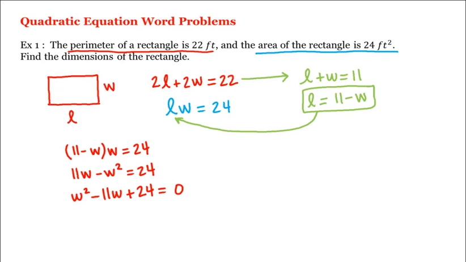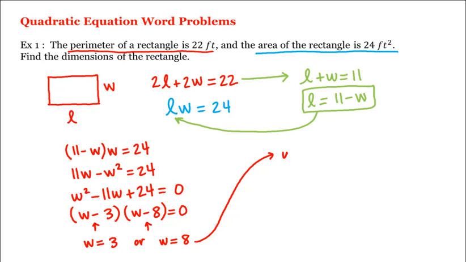And now the left-hand side will factor. It factors into W minus 3 times W minus 8. And we have a product of factors equal to 0, which means either the first factor is 0 or the second factor is 0. If the first factor is 0, then W would be equal to 3. And if the second factor is 0, then W would be equal to 8.